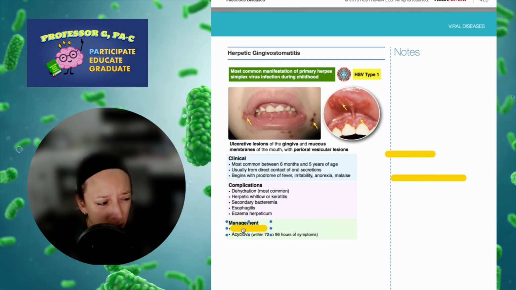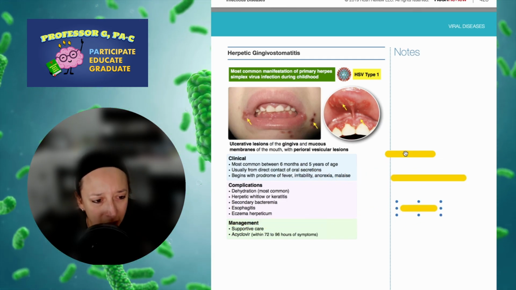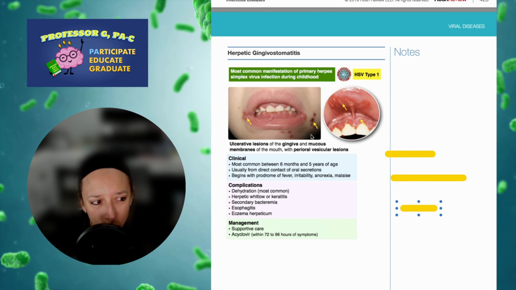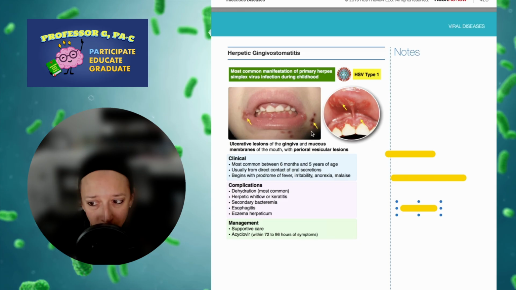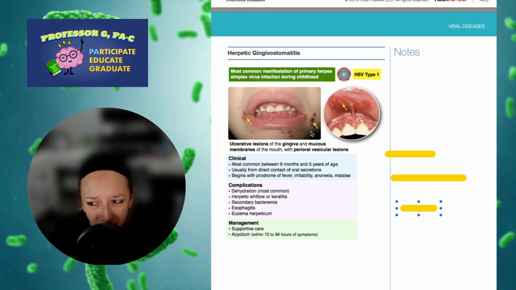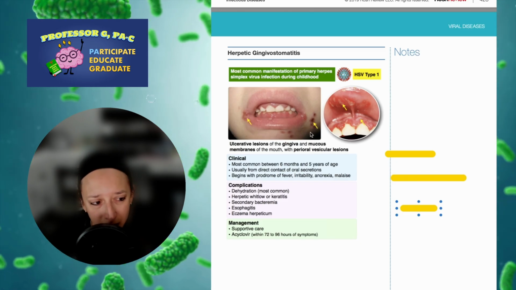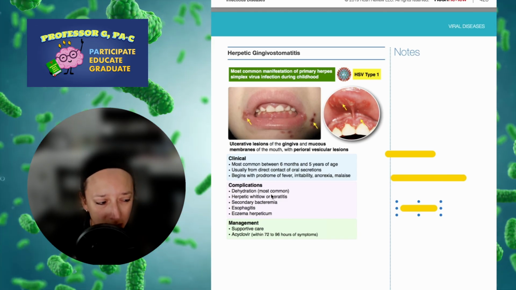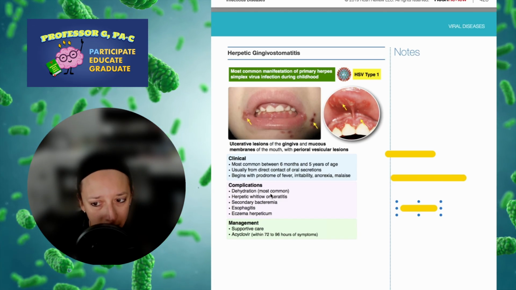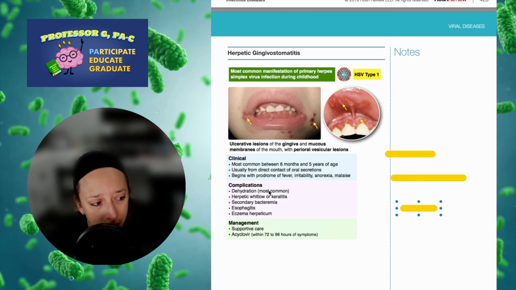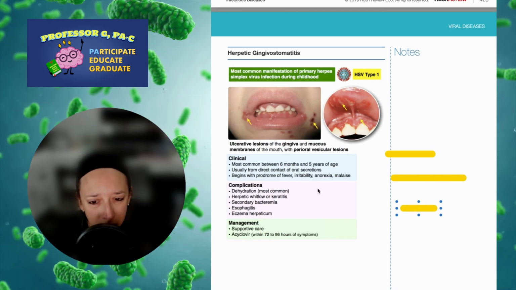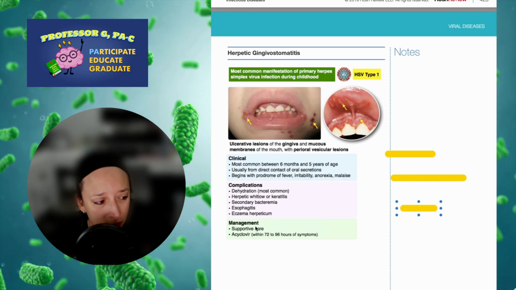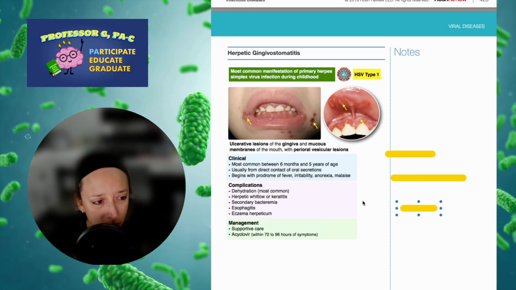It's most common between 6 months and 5 years of age. Presentation, you'll see a group of vesicles in and around the mouth, and they are on an erythematous base and they can ulcerate. The diagnosis is mostly clinical, but you can do a PCR or Tzanck smear showing multinucleated giant cells. And the treatment is acyclovir, valacyclovir, or famciclovir, and also supportive care if it's mild.